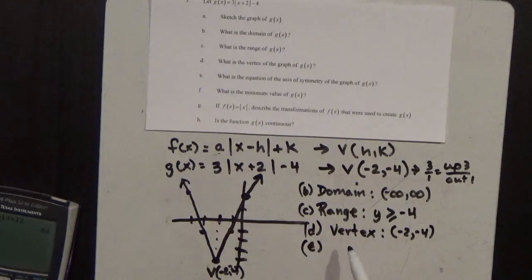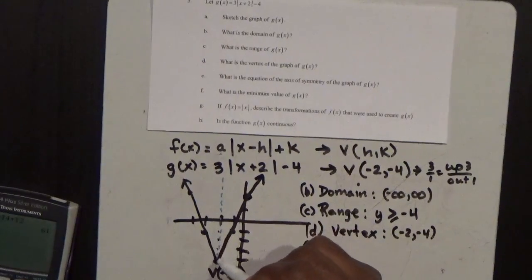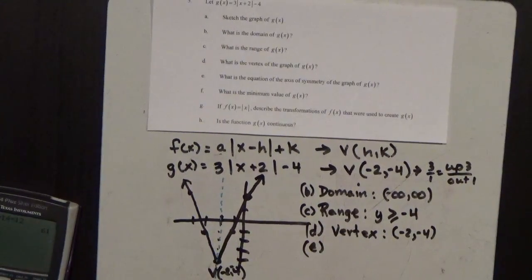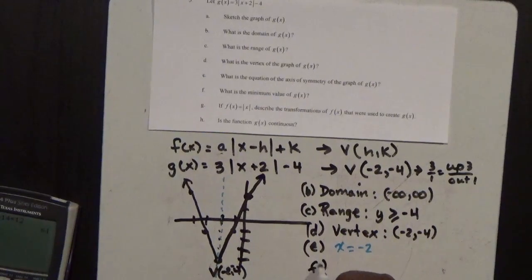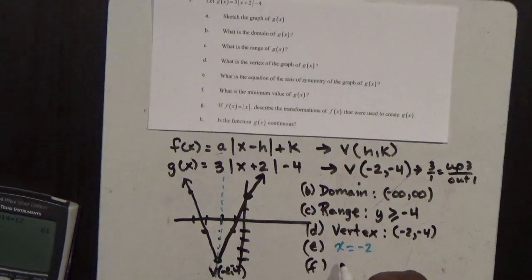It's asking us to write an equation of the axis of symmetry. Your axis of symmetry is that vertical line that splits it in half and goes through the vertex, and that is x is equal to -2. F: what is the minimum value? Obviously, the furthest down is -4, so our min is -4.